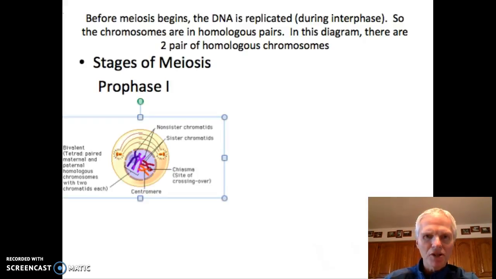And if you look at the picture, a little chunk of the blue switches with the purple, a little chunk of the orange switches with the red. And so again, this creates a tremendous amount of genetic diversity. It's called crossing over. So when I ask you on the test when crossing over occurs, say prophase 1.